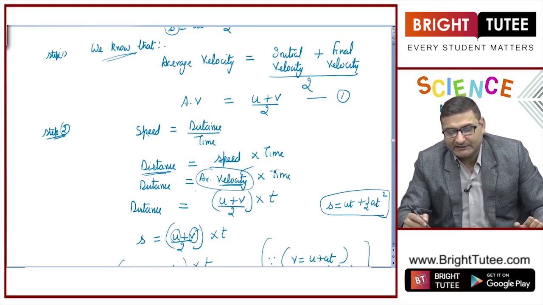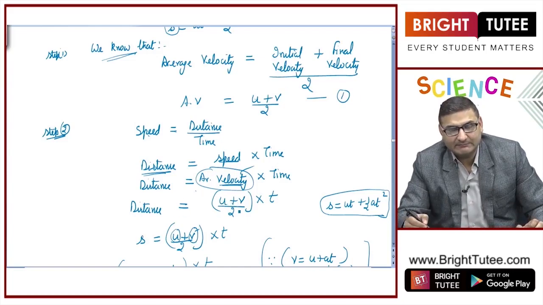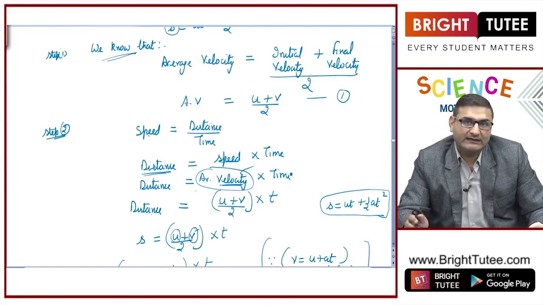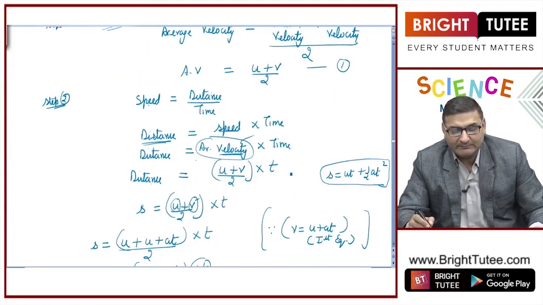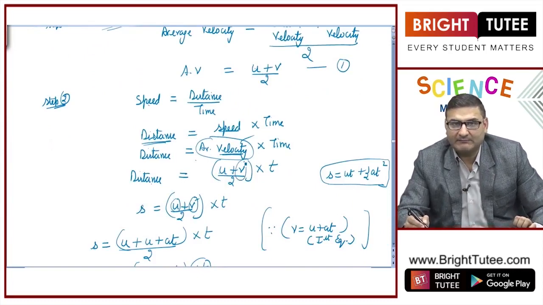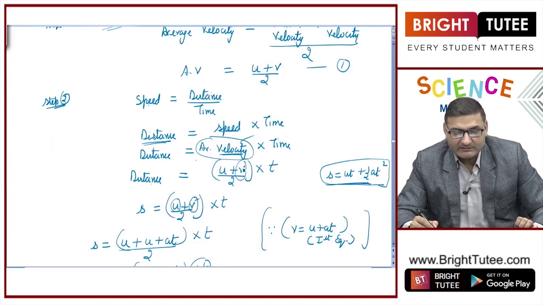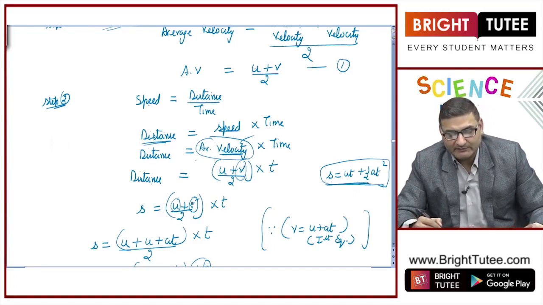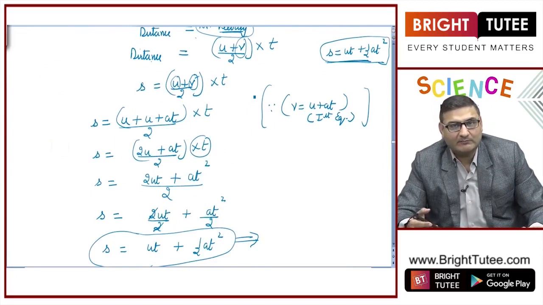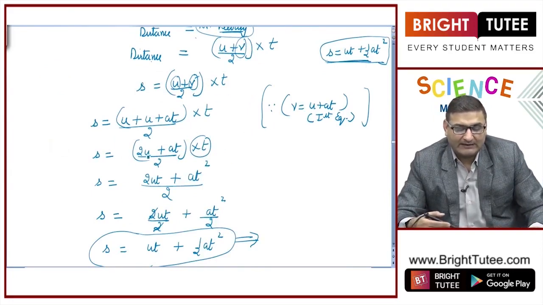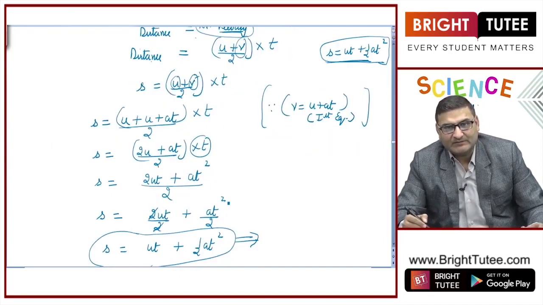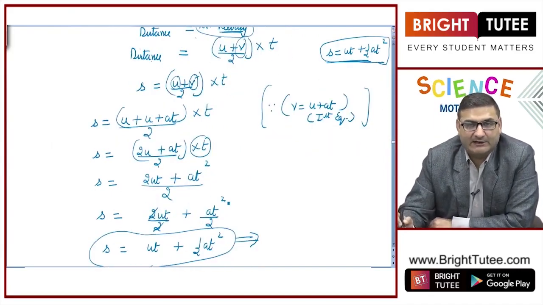Third step is putting the value of average velocity from equation number 1 here, and I will get this setup. Distance is equal to u plus v by 2 multiplied by t. The fourth and important thing I need to do is replace v. Why? Because the formula that I am deriving doesn't contain v, or final velocity. So, from the first equation of motion, we can replace v with u plus at. That's it. That was the fourth important step. Next, you just have to do the calculations and derive our requisite derivation, the second equation of motion.